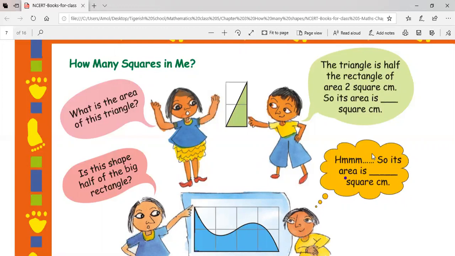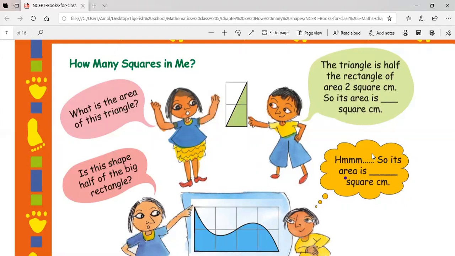And I gave you one homework question from page number 39, the footprint of a tiger, where we have to find the area of that footprint. I hope you have completed your homework. So all of you open page number 40.